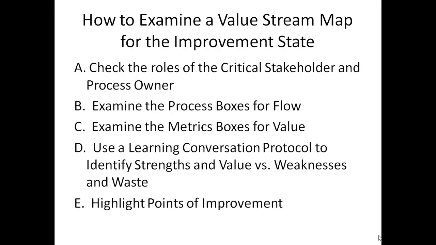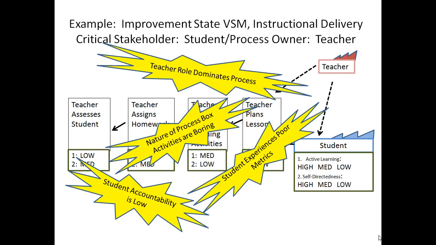Then once we do that, we're going to use a learning conversation. Again, this isn't about picking on people, blaming anyone. We're trying to use a learning conversation, solve a problem, and we're going to look at the strengths and value and weakness and waste and so on in the process as the value stream map highlights, and then figure out what points of improvement do we need. So now we move into looking at the current state and figuring out what are the points of improvement.